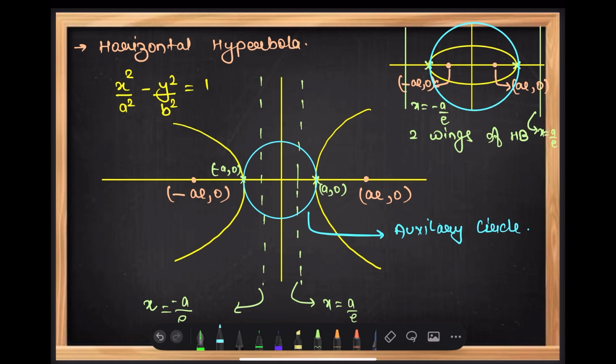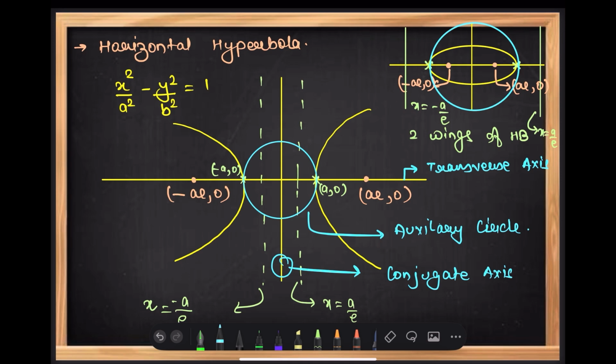Now look at this. Do you remember that we call this axis the major axis and this axis the minor axis? So here we will call this thing the transverse axis, and we will call the other axis, this, the conjugate axis.